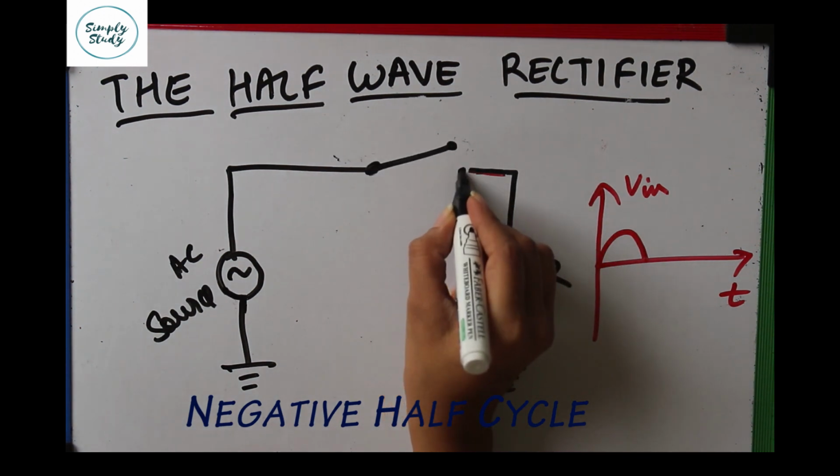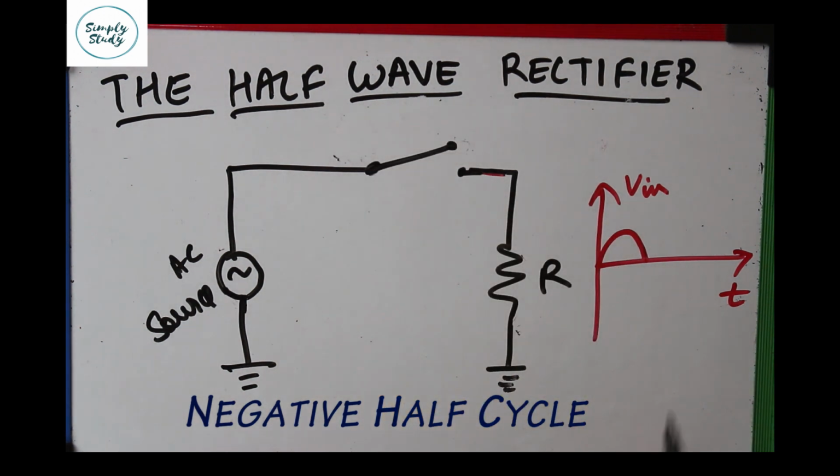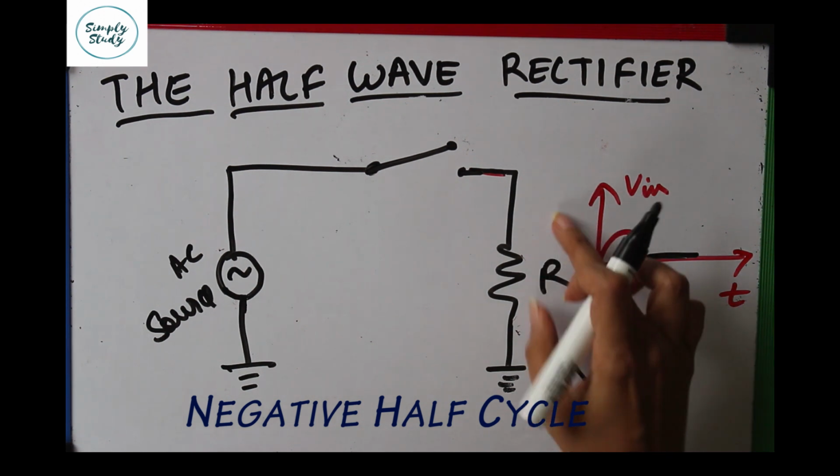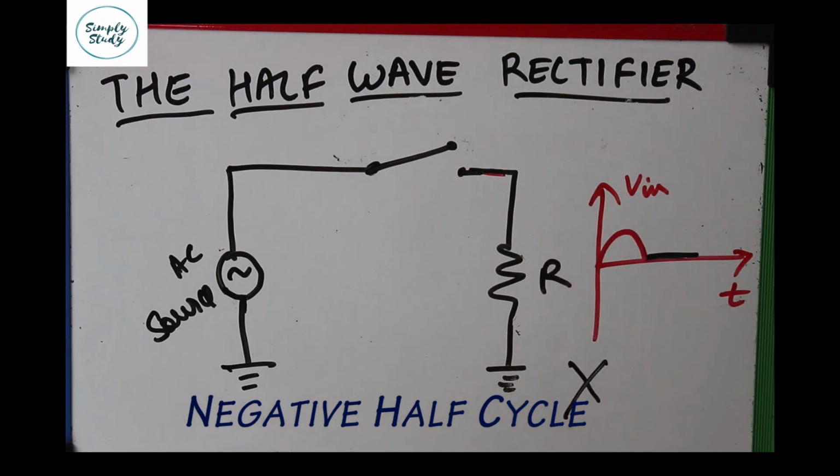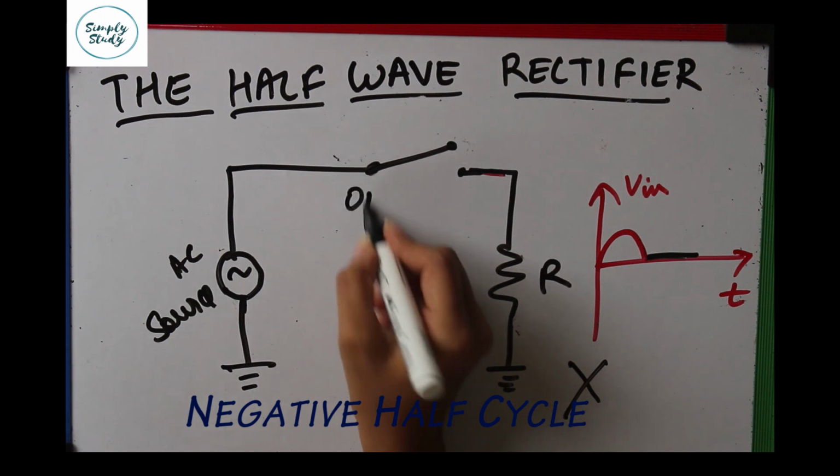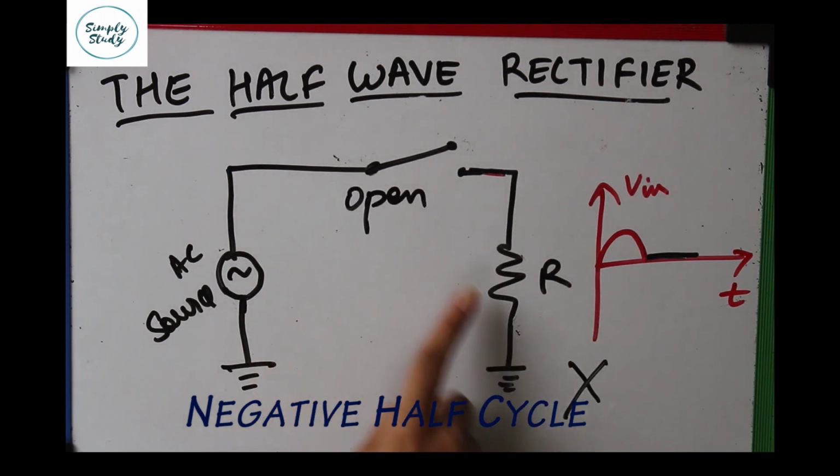On the negative half cycle, the diode is reverse biased. In this case, the ideal diode will appear as an open switch like this, and hence no voltage will appear across the load resistor. Let's now understand the waveform of half-wave rectifier.